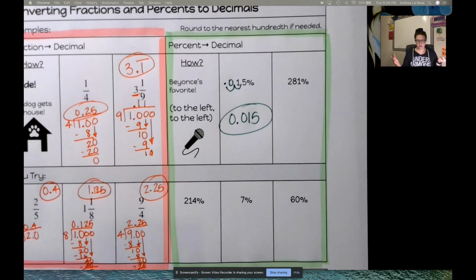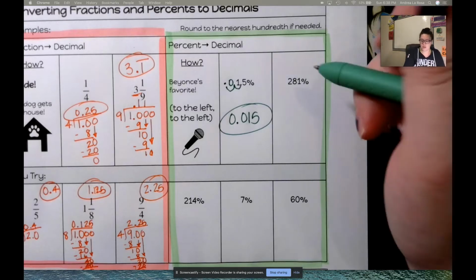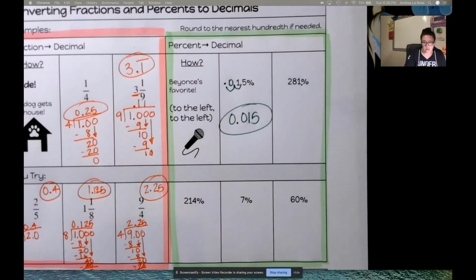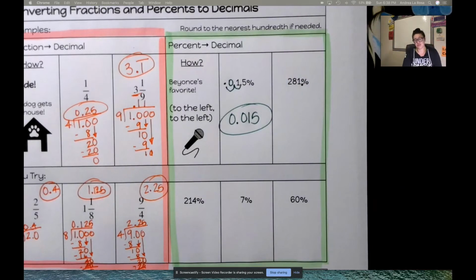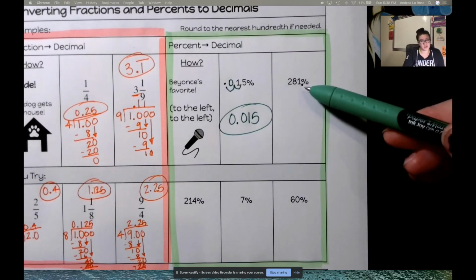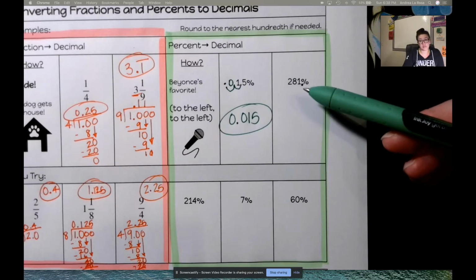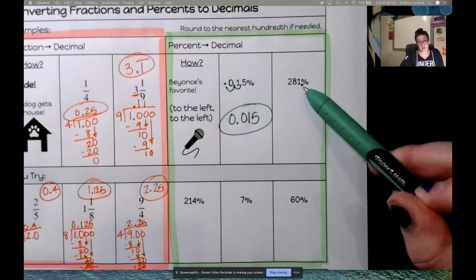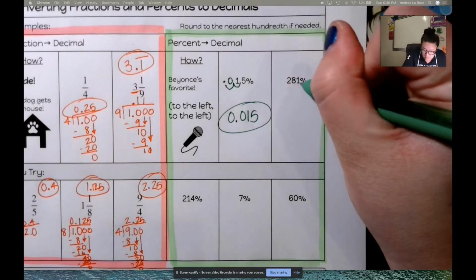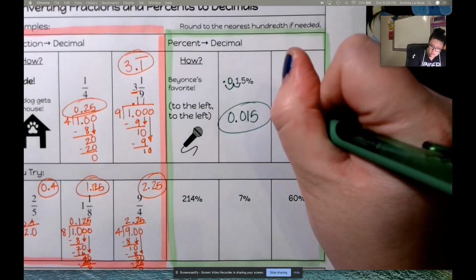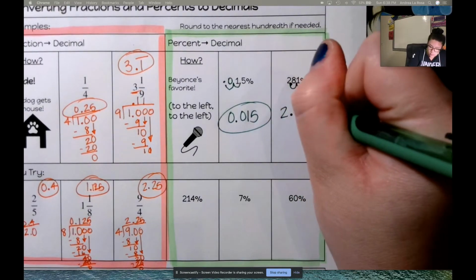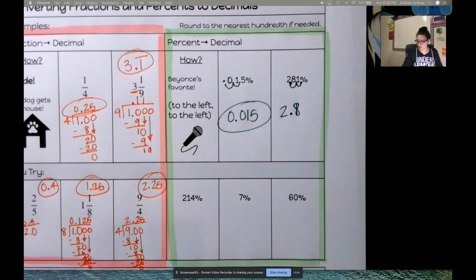My next number, 281%. Where's the decimal point? It's at the end after the one. Remember, math people, we work smarter, not harder. If we don't have to draw that decimal point in there at the end, we're not going to. So if there's no decimal in the percent, remember it's at the end. It's just invisible. Again, like Beyonce says, we move that decimal point to the left. So we should get 2.81. Sorry, let me fix that.